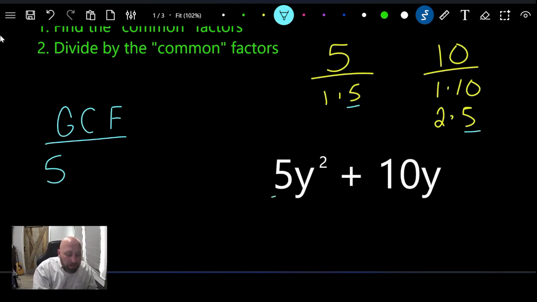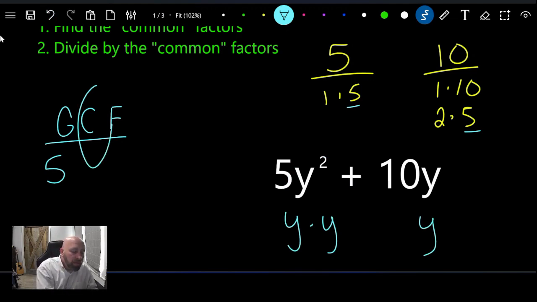But we're not done yet, because not only do we have numbers here, we also have letters here. So we have to find the GCF of our letters as well. So we have y squared and y. Now, sometimes this can be a little bit tricky, but what does y squared mean? That means y times y. What does y mean? Just y. So now what are we looking for? We're looking for the common, right? The greatest common. That is an important letter right there, that C. Common. That means it has to be the same.